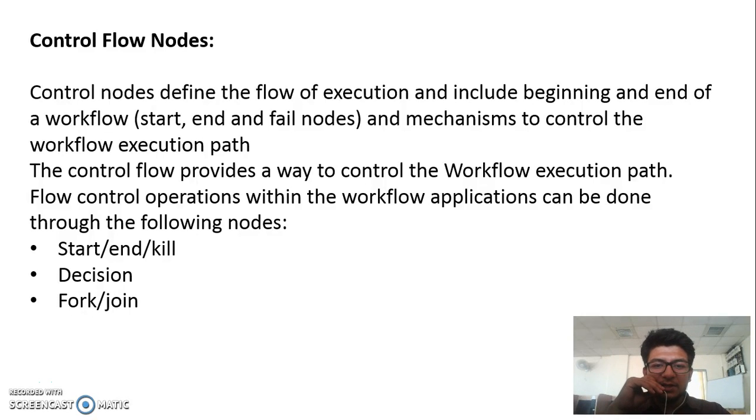So the control flow provides a way to control the workflow execution path. Flow control operations within the workflow applications can be done through the following nodes: start, end or kill, decision, fork or join. So these are the types of nodes that come under the control flow nodes. We will see an example. We will have a clearer idea of this when we see an example.